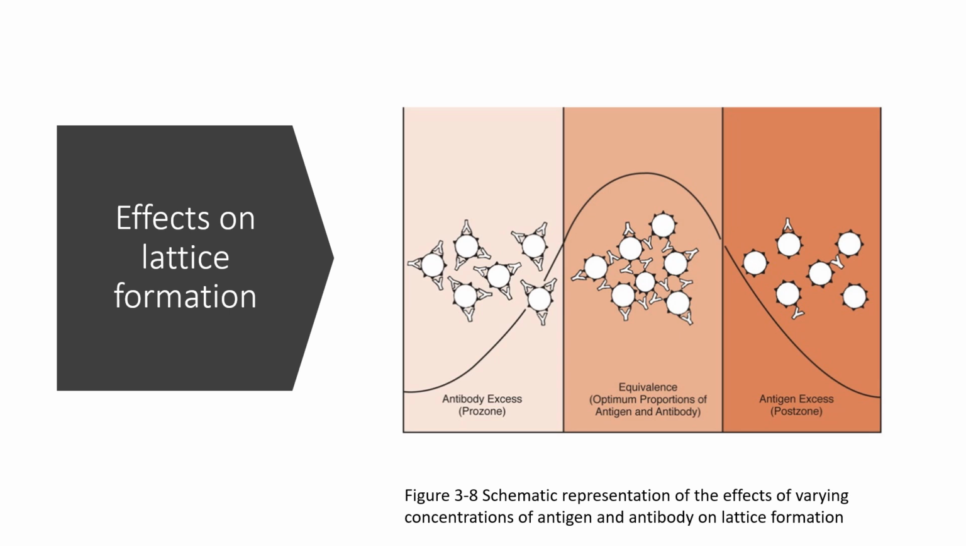In the first example of the prozone, you can see that there are so many antibodies that they coat every single antigen on each red blood cell, and then you don't get the lattice formation. So the cells are still free floating. In the zone of equivalence, you have cross-linking occurring and you get this clump of cells. In the antigen excess, you get what's called a postzone, so you don't have enough antibodies compared to your antigens to cause cross-linking to occur and no lattice formation.